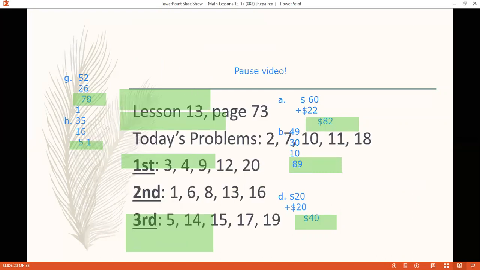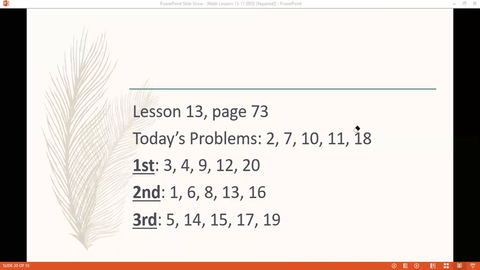So moving on, this is the homework for today. Let me erase all these things. So in your Saxon math book, you want to turn to page 73. It is lesson 13 today. And today's problems 2, 7, 10, 11, and 18 we will go over in this video. Also the tricky problems 3, 4, 9, 12, and 20 we will go over in this video. And then you can do second and third problems on your own after we're done with this video.